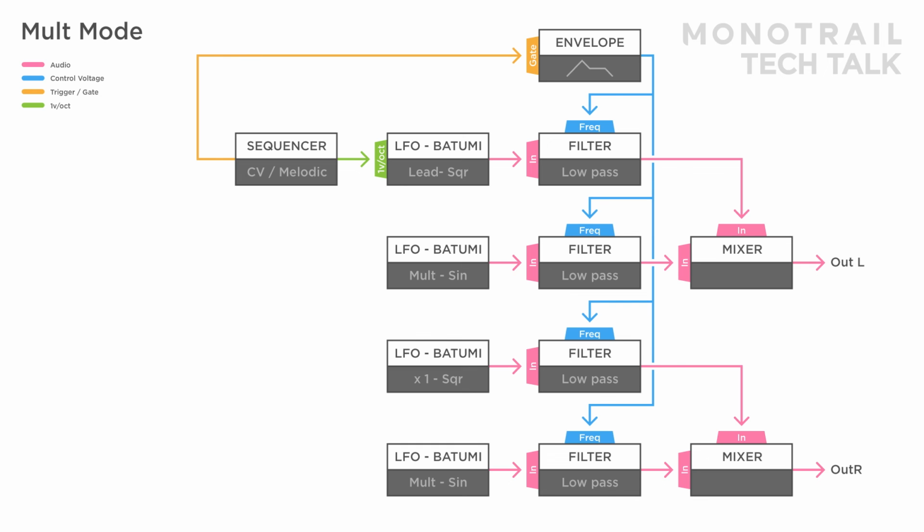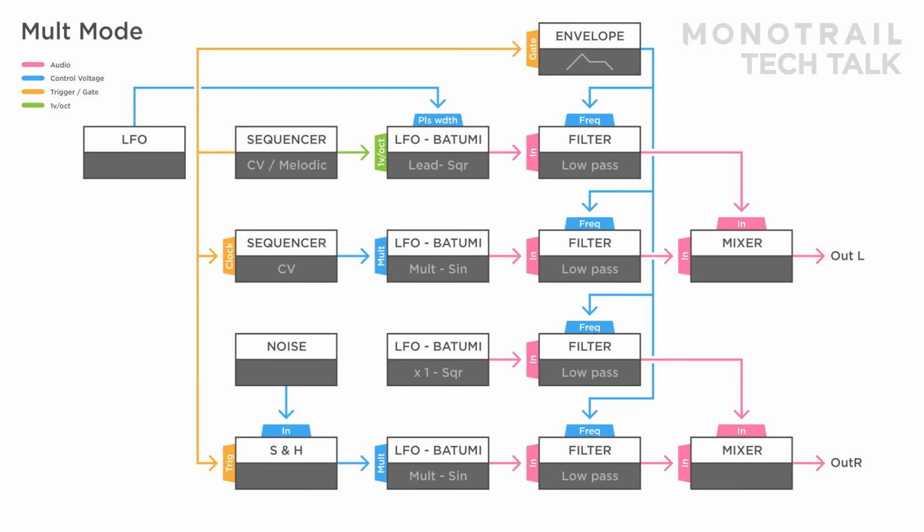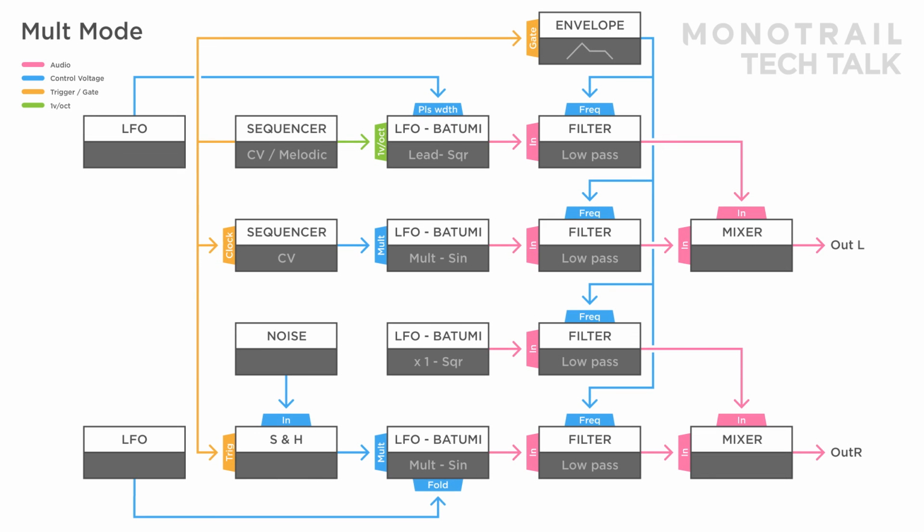The sequencer's clock is also driving another step voltage pattern, modulating the multiplication of one oscillator, and a sample and hold circuit modulating another. Finally, an LFO is used to modulate the pulse width of the first oscillator, and another LFO is used to modulate the folding of the fourth oscillator.